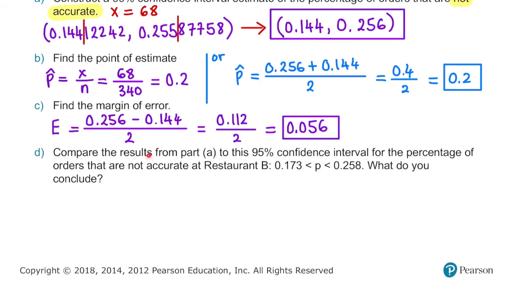D. Compare the result from part A to this 95% confidence interval for the percentage of orders that are not accurate at restaurant B from 0.173 to 0.258. What do you conclude? This is the confidence interval for restaurant A, and this is the confidence interval for restaurant B. These two intervals are overlapping, which means the percentage of orders that are not accurate between the two restaurants are not significantly different.